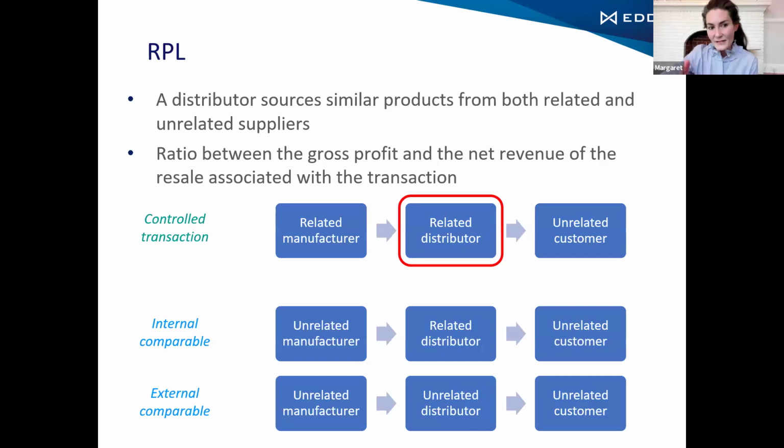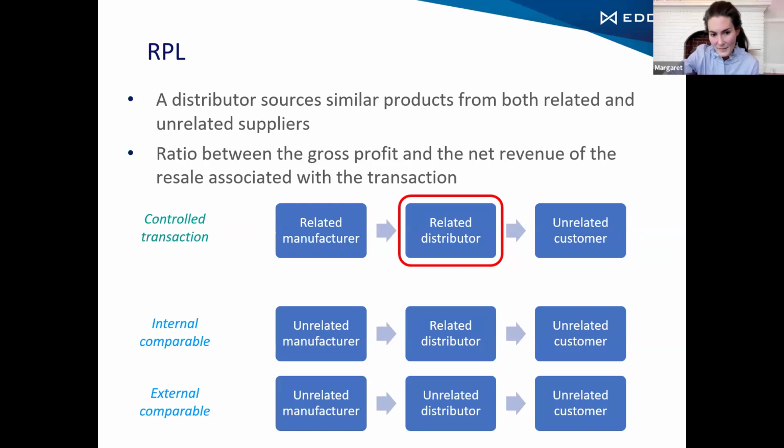In the next two methods, the resale price method and the cost plus method, they're like mirror images of each other, but one is to benchmark distributors or distribution activity, and the other one is to benchmark a manufacturer or manufacturing type activities.